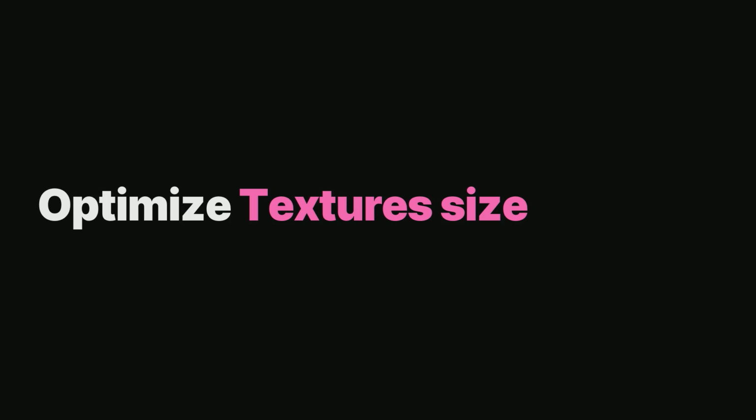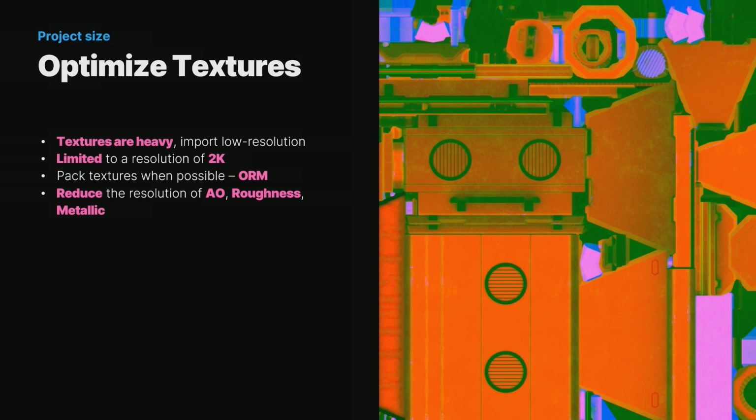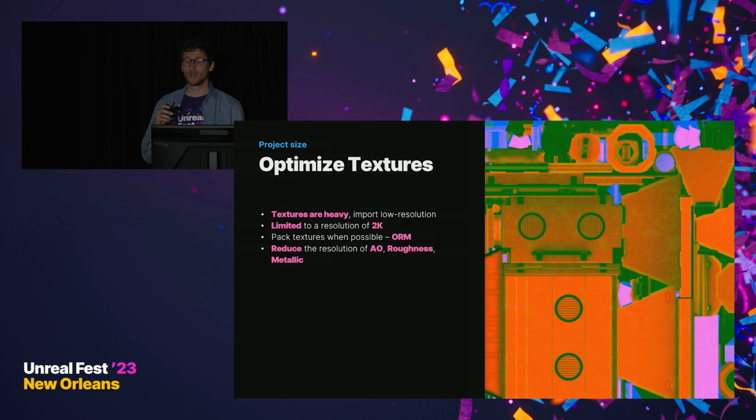So let's move on to textures and how to optimize them. As a rule of thumb, textures are usually heavy assets, so you only want to import them when necessary, and you want to import low resolution textures. Believe me, in most cases, a 512 pixel texture will look as good as a 2K texture. And on top of that, UEFN is limited to a texture resolution of 2K, so anything you import above will be reduced.